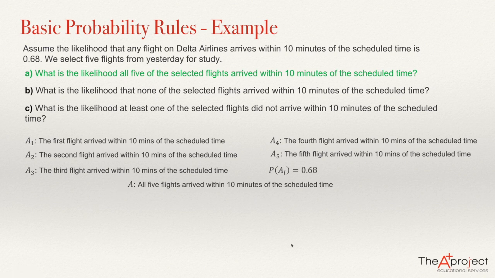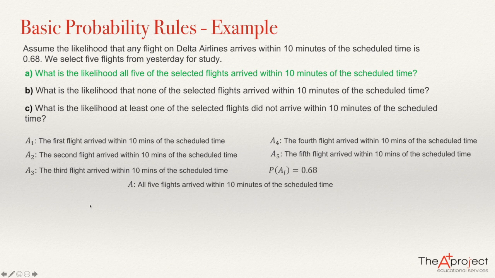But remember, to describe events in mathematics, we have a few words. And one of these words is "and". So instead of asking what is the probability that all 5 flights arrive within 10 minutes of the scheduled time, I'm going to ask this question in a different way. What is the probability that the first flight arrives within 10 minutes of the scheduled time, and the second flight, and the third flight, and the fourth flight, and the fifth flight arrives within 10 minutes of the scheduled time?